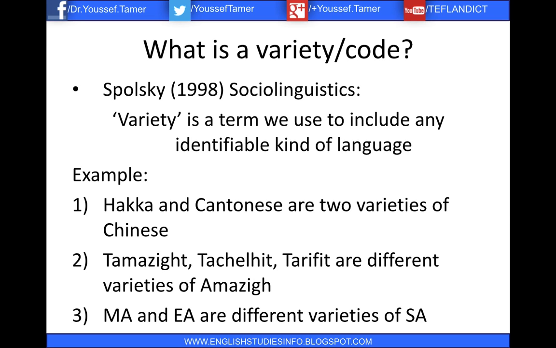The same thing for English in general. English also has varieties. You can have Scottish English, Australian English, New Zealand English, Irish, and so on.